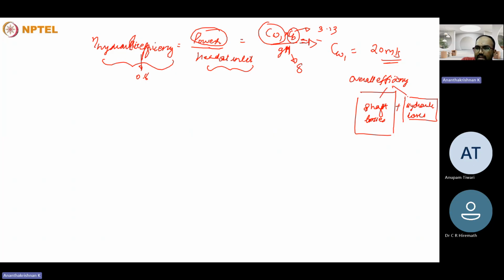So that is called the overall efficiency. If it only takes into account hydraulic losses, that will be called hydraulic efficiency. So that is the distinguishing parameter. So we have used the hydraulic efficiency to get the power and the head at the inlet.